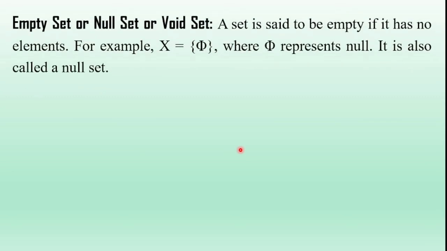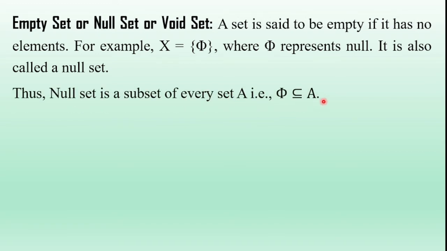The next definition is the empty set, or null set, or void set. It is denoted by φ. A set is said to be an empty set if it has no elements. For example, a set X = { }, denoted by φ, is the null set. Thus, the null set is a subset of every set A, that is, φ ⊆ A. That is the definition of the empty set.